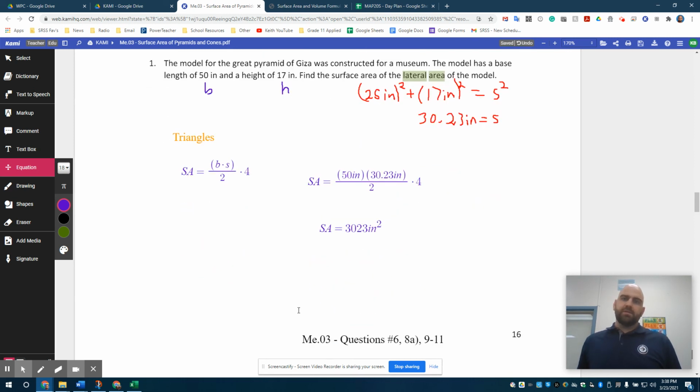All right, your assignment: questions number 6, 8A, and 9 through 11. Those are ones dealing with rectangular based pyramids as well as slant height and having to find the slant height.